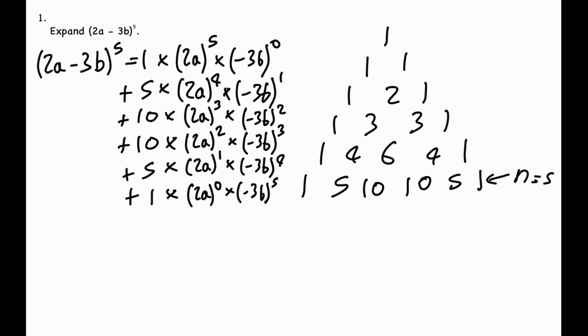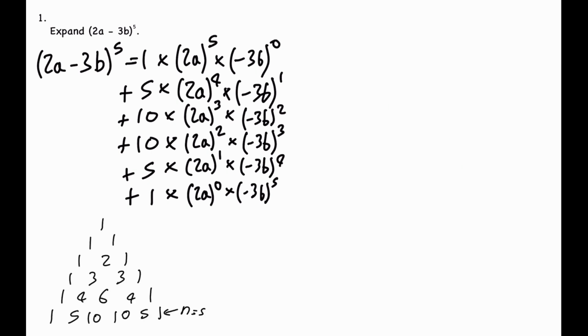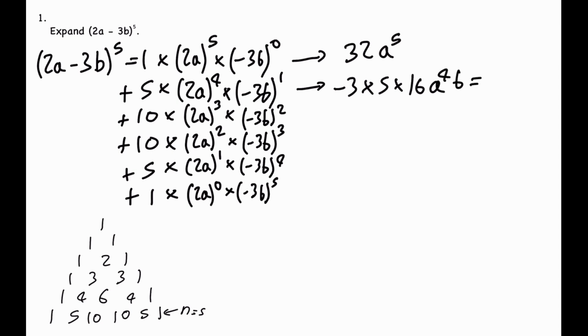And if we write it out, for every term, I can just expand out the power times the coefficients and the a's and the b's. So for the first one, we get 2 to the power of 5, which is 32, a to the power of 5, and because it's to the power of 0, we can just leave this as 1. Then we would get minus 3 to the power of 1, so minus 3 times 5 times 2 to the power of 4, which is 16, times a to the power of 4 and b to the power of 1, which is b, and we should get minus 240 a to the power of 4 b.